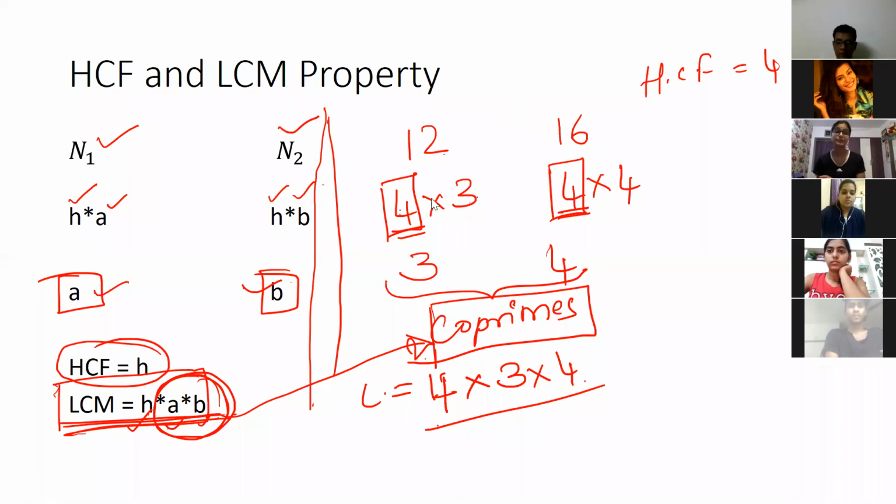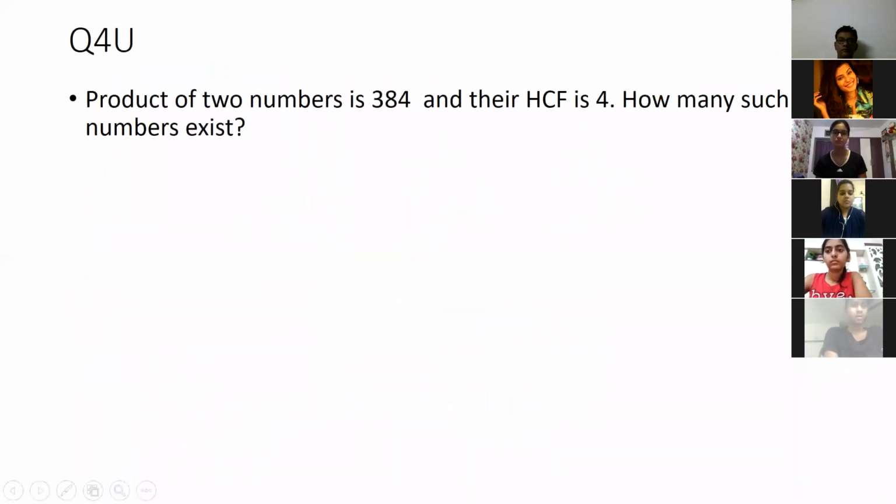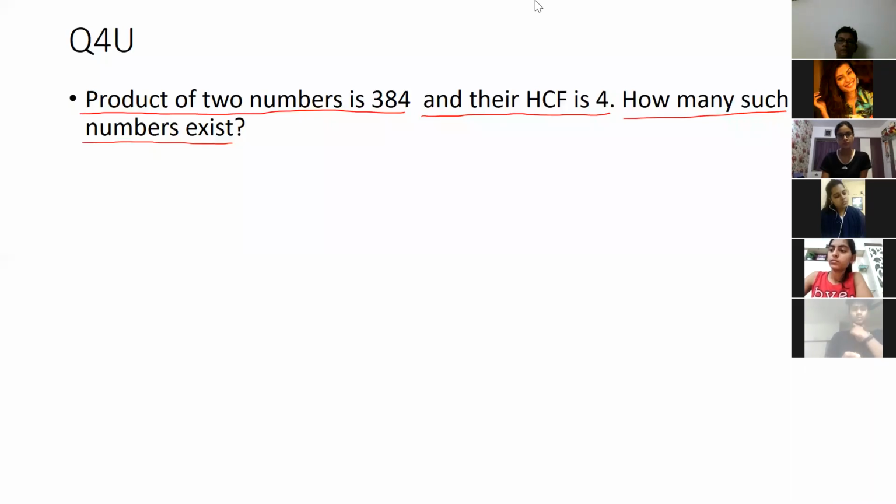All right. So we are proceeding further. Now let's assume a question. I don't want you to sit and solve this, but let's read the question and understand it. It says the product of two numbers is 384 and their HCF is 4. How many such numbers exist?